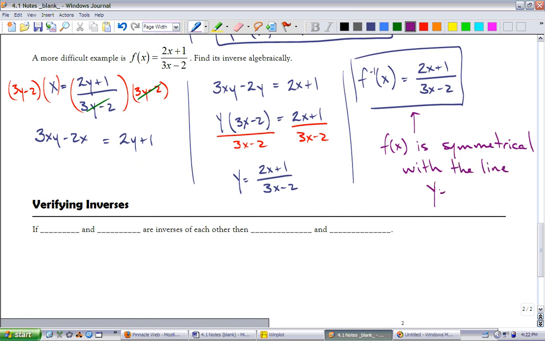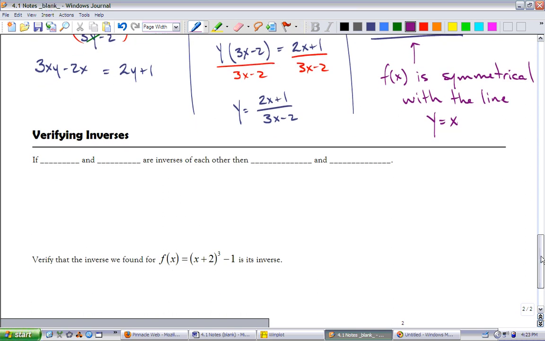Okay, so if we were to graph our original function, we'd see it's symmetrical with y equals x, which makes its inverse, when you reflect it over that, end up right back on itself. Again, this doesn't always happen, but in this case, it does.